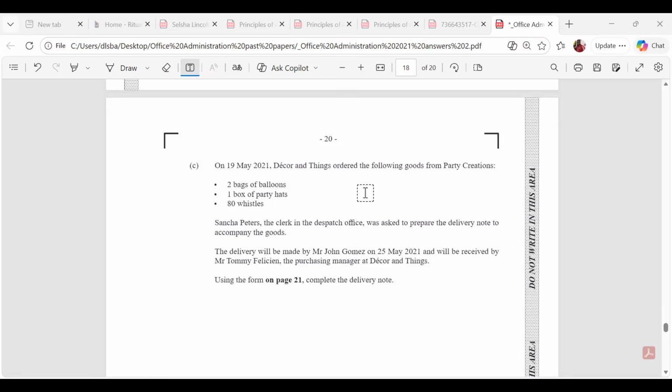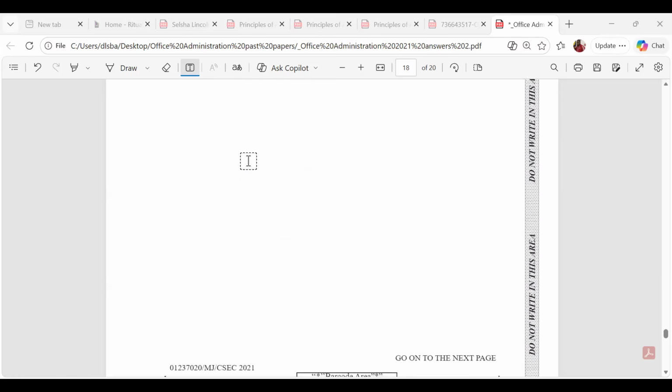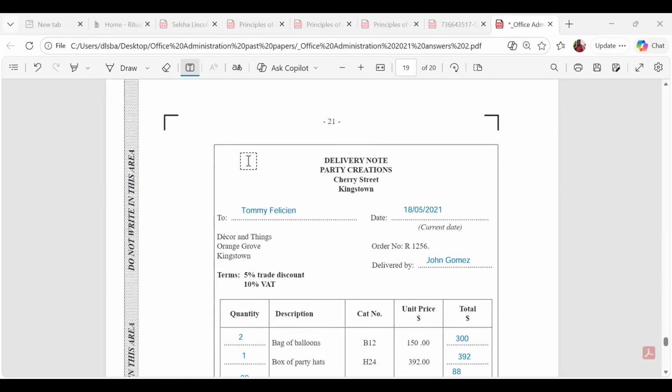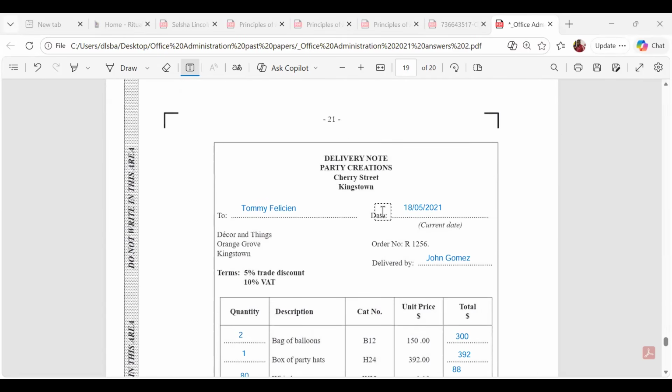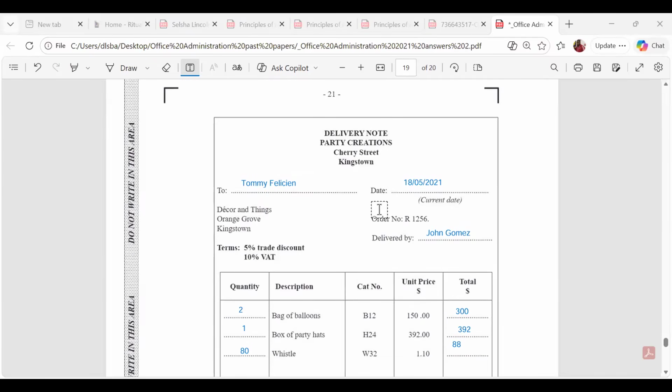All of these things, some students just see it and panic and leave it out completely. Every single thing you need to put into that document was stated right here in this little introduction. All you have to do is plug in the information. So they say it's been received by Mr. Tommy Felician, purchasing manager of Deco and Things.